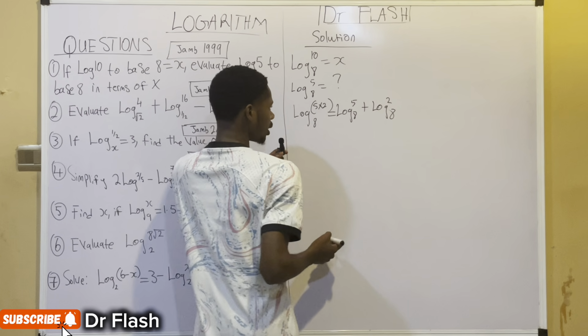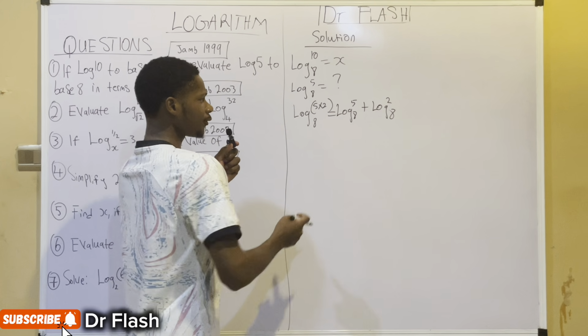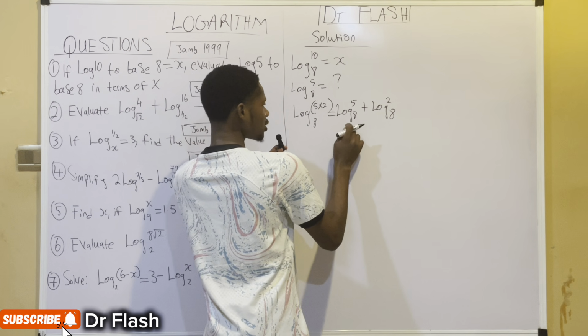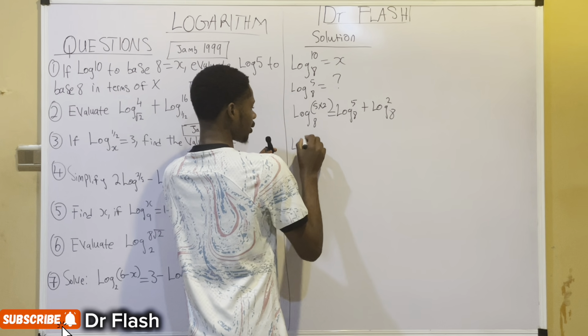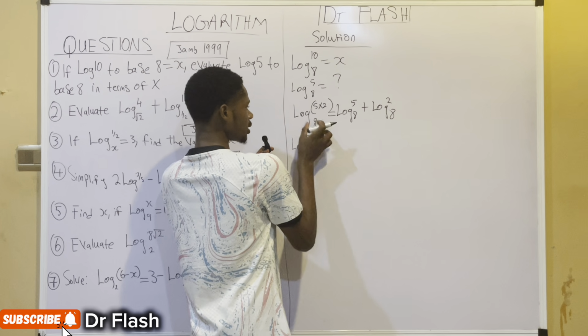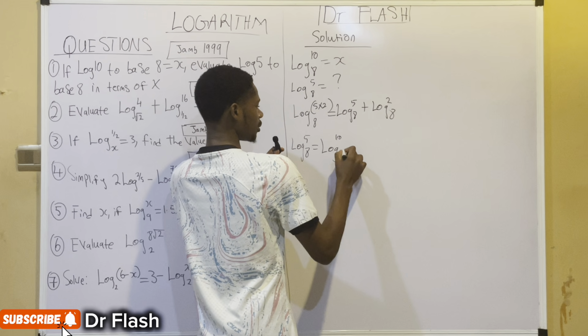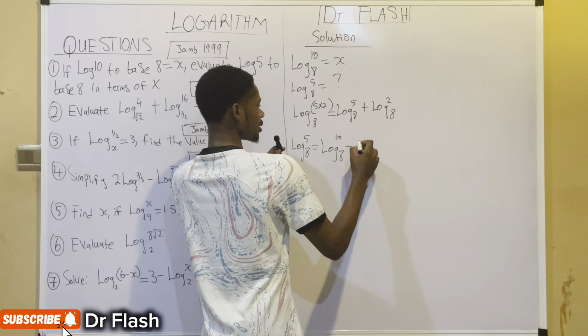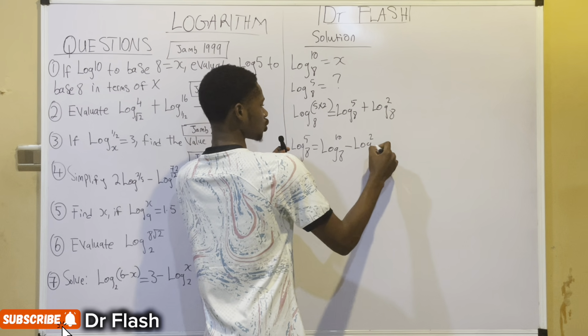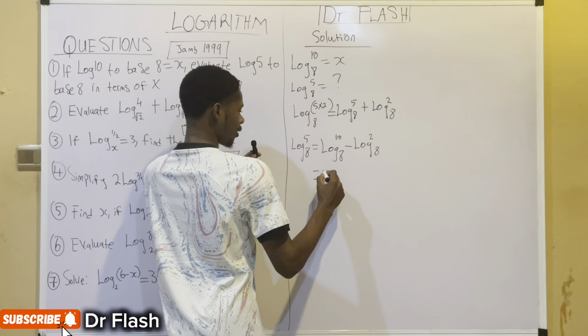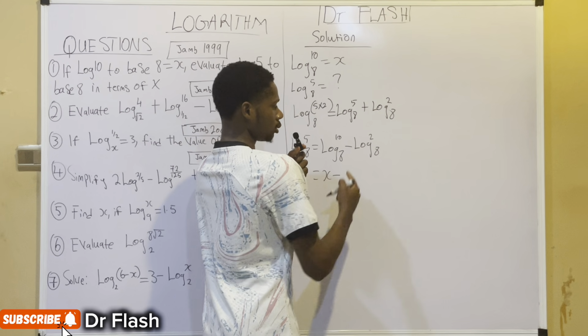Now applying the laws of logarithm, this can be broken into log 5 base 8 plus log 2 base 8. What we are looking for is log 5 base 8, so I want to make it the subject. So log 5 base 8 is equal to log 10 base 8 minus, bringing this one to this side, log 2 base 8. Now log 10 base 8 was given in the question as x, so you have x minus log 2 base 8.